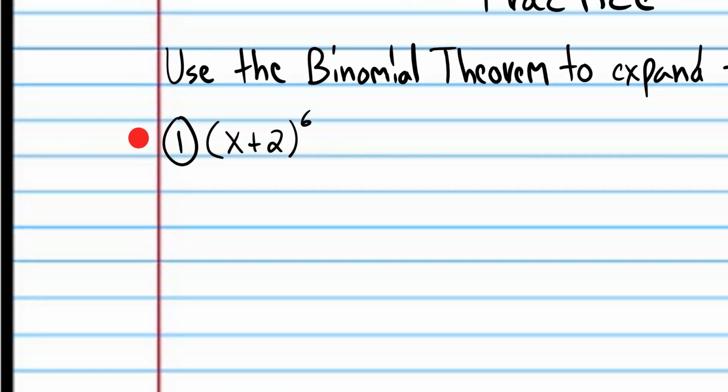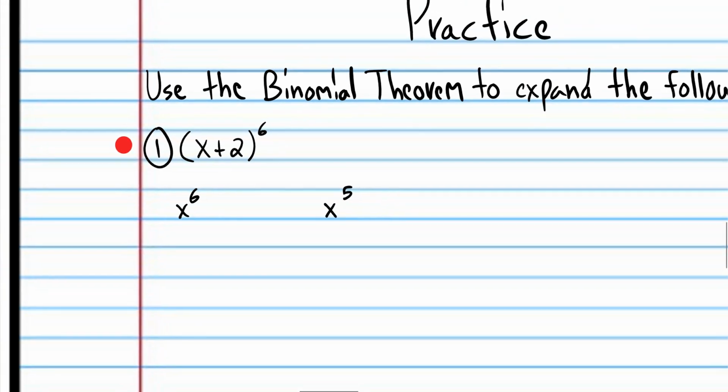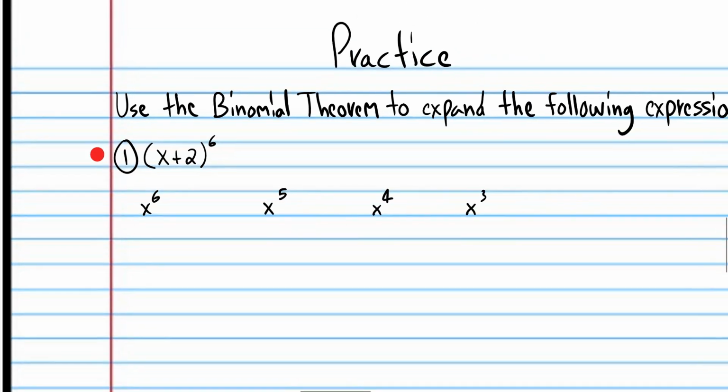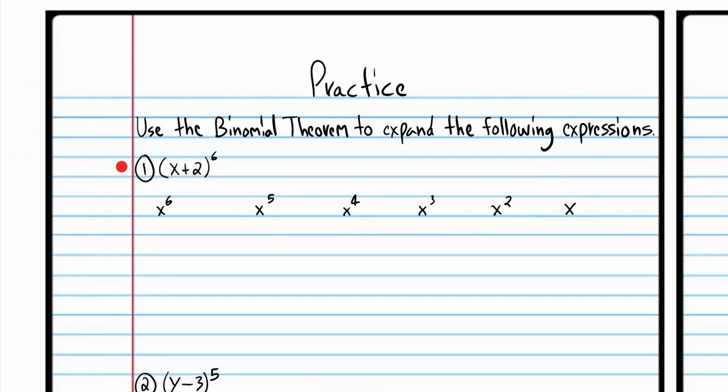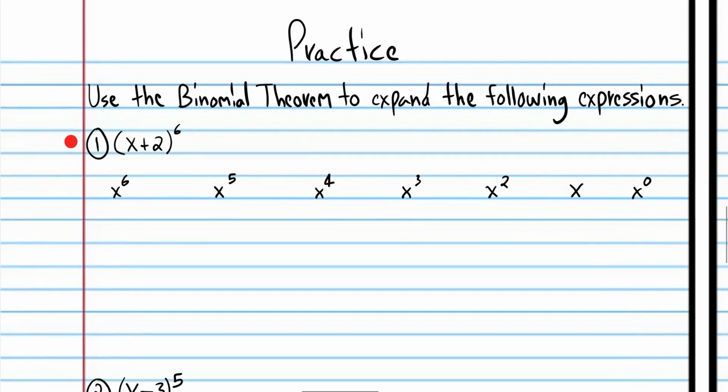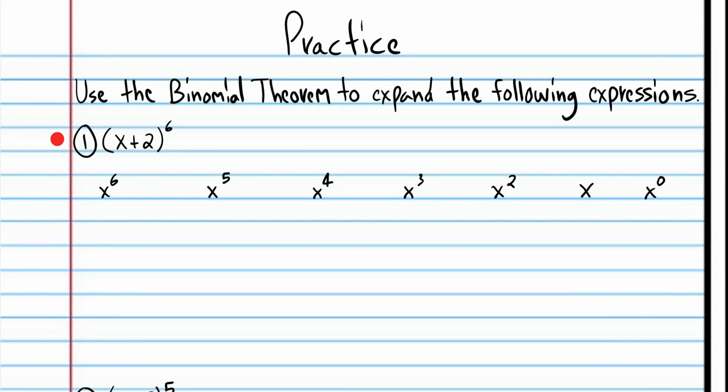So here's how we do it. We're going to start by writing x to the 6th, and then x to the 5th, and then x to the 4th, x to the 3rd, x squared, x, and then x to the 0. So we know that that's the progression for the x's. That's what the binomial theorem tells us. Now, the reason that we started with x to the 6th is our binomial is raised to the 6th power.